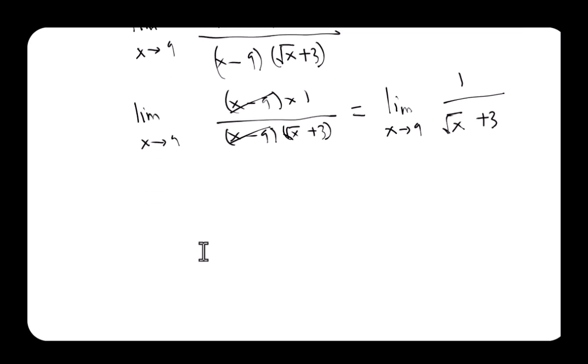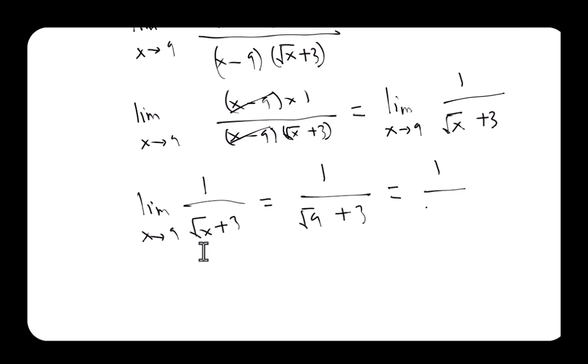And when we simplify that, we have limit as x approaches 9 of 1 over square root of x plus 3, giving us 1 over square root of 9 plus 3. And that's going to give us 1 over square root of 9 is 3 plus 3. That's going to give us an exact figure of 1/6, and that's the right answer too.